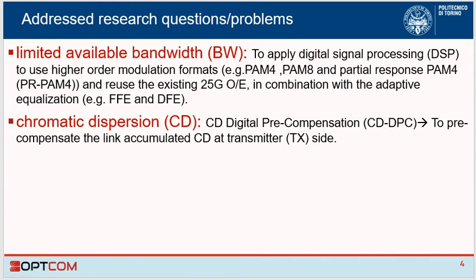To deal with the limited bandwidth, we performed digital signal processing to use higher order modulation formats and reuse the existing 25G optoelectronics, and also in combination with the adaptive equalizer. As for the chromatic dispersion, the CD digital pre-compensation can be used to pre-compensate the link accumulated dispersion only at the transmitter side.